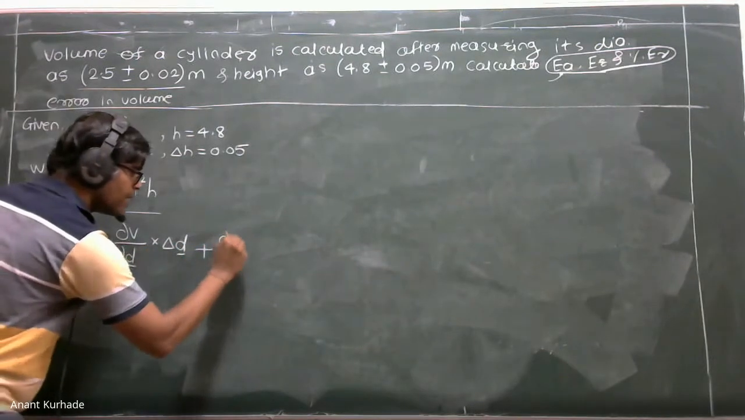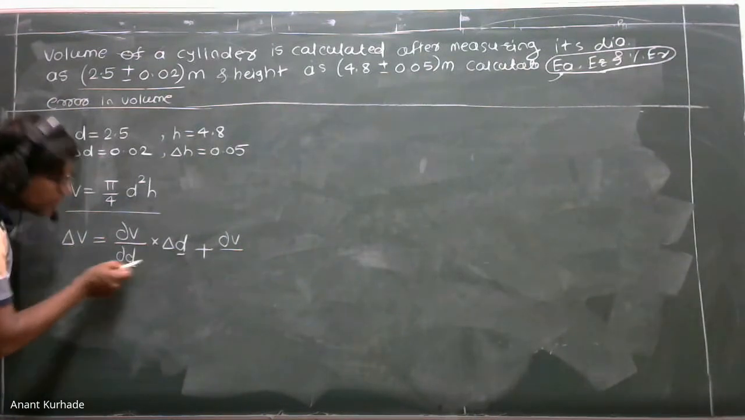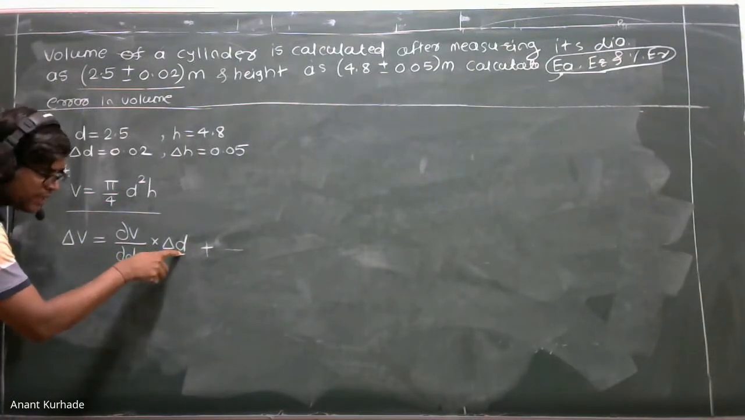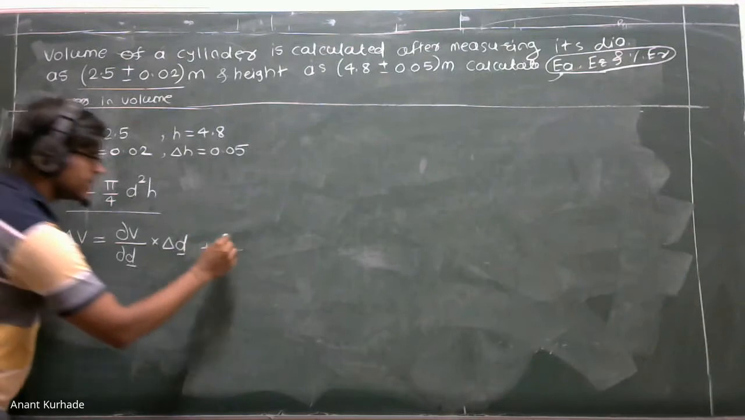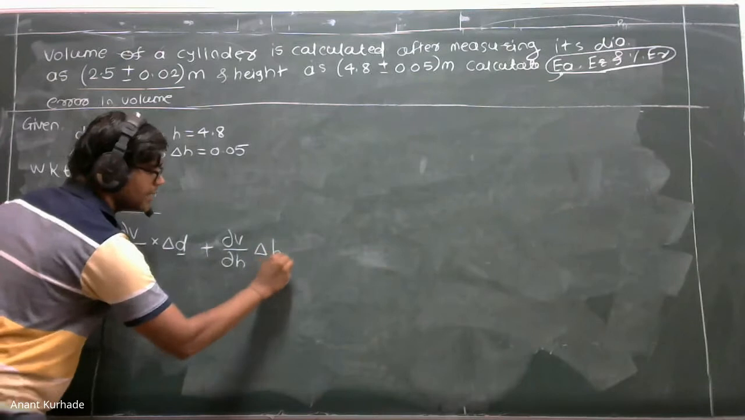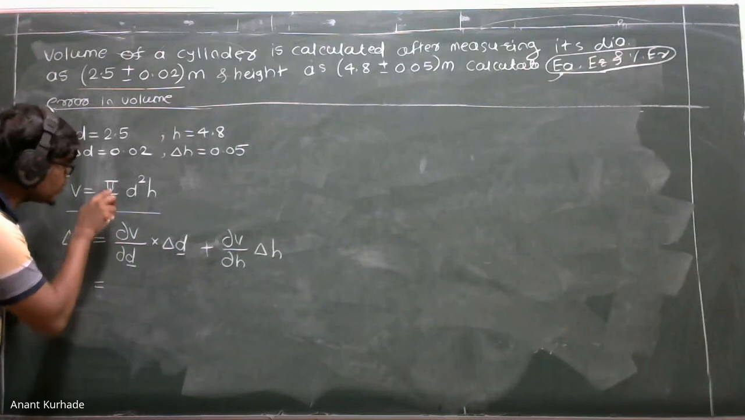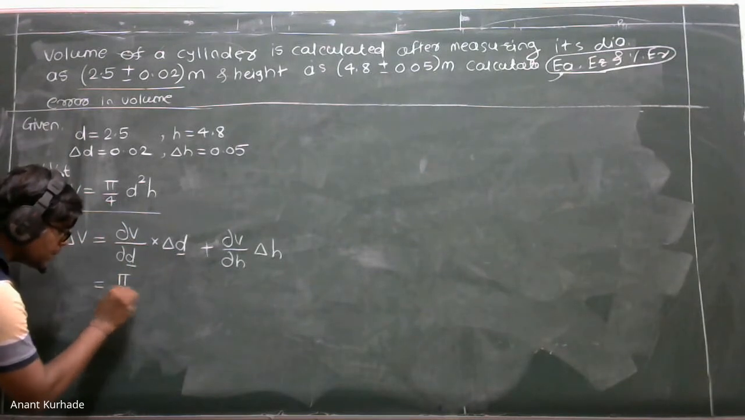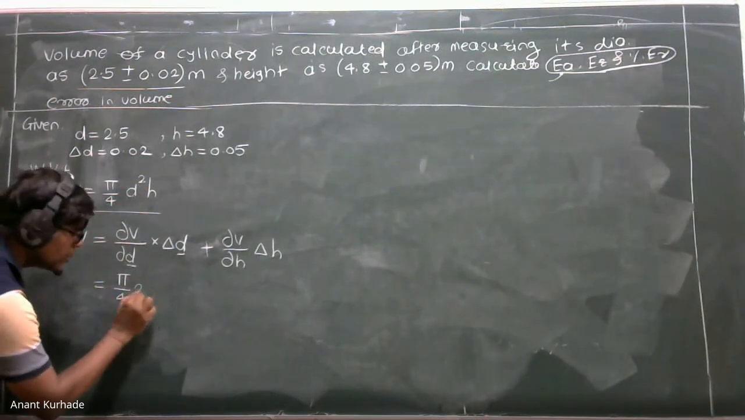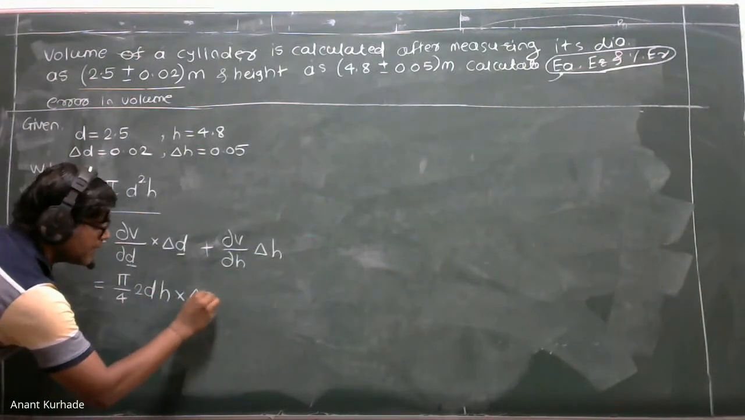Plus the partial derivative of V with respect to d... sorry, fine, with respect to d, write delta d. Now, next one, with respect to h, I will take partial derivative of V with respect to h, into delta h. Now for delta V, take this derivative. Pi by 4 is constant, so it is pi by 4, with respect to d it is d square, so it is 2d, keeping h constant, h into delta d.